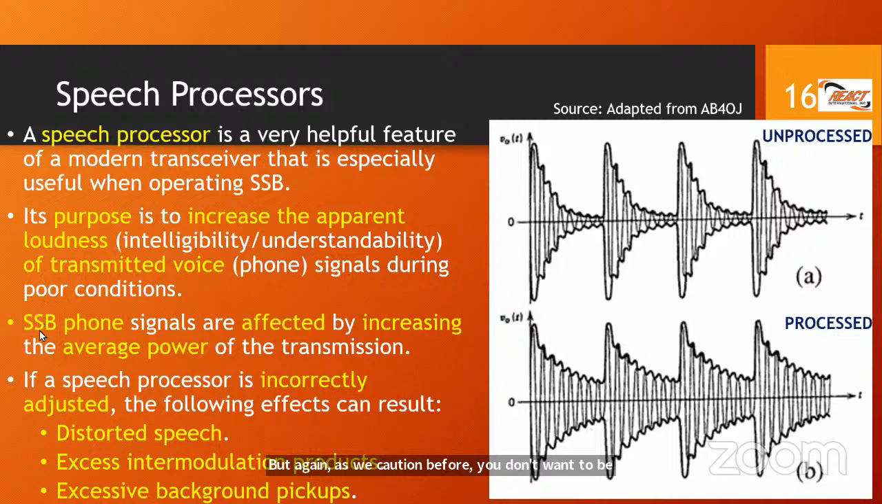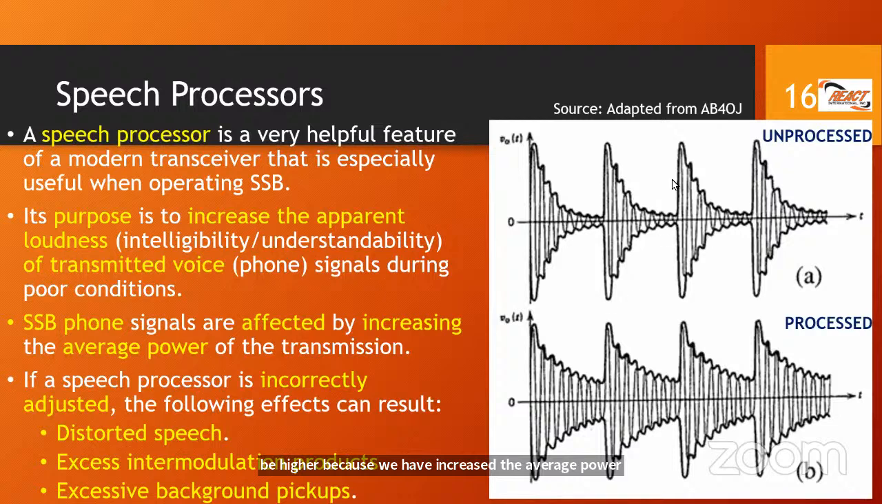We have another exam question here, which is that SSB phone signals. Remember, anytime in amateur radio we talk about phone, it's really voice. So SSB voice signals are affected by increasing the average power of the transmission. What that means is we have an average power that's fairly low here. Notice how the waveform is lower here. But because the waveform here is commensurately higher, the average power will also be higher, because we have increased the average power of our voice level by turning on the speech processor.